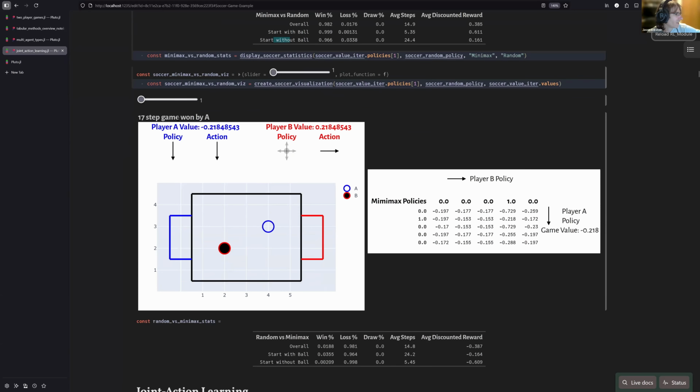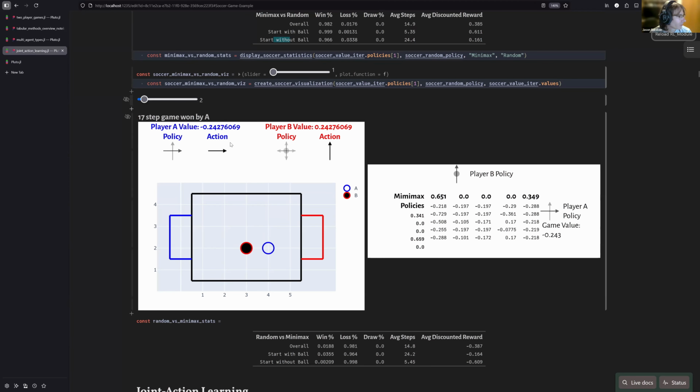Now we can see an example of a game where the first player, player A, is the minimax player and player B is the random opponent. Player B is always just making random moves. Player A is still playing with the minimax policy, which means it's assuming its opponent is also optimal. And yet this is still going to succeed against any opponent that's less than optimal.